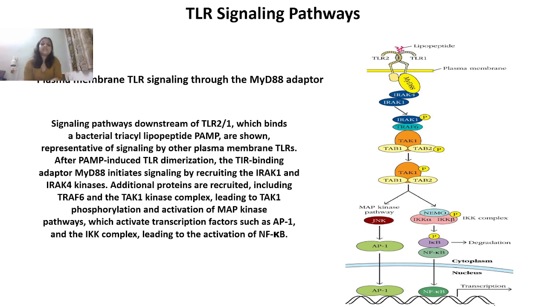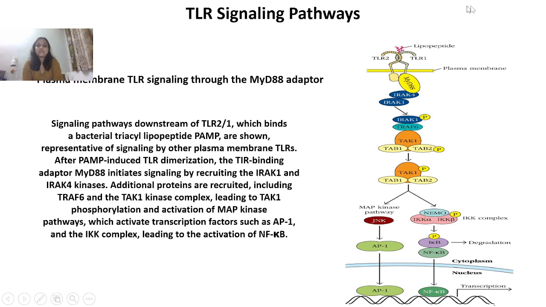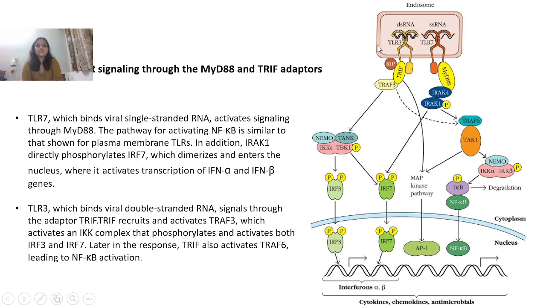So this signaling is through the MyD88 adapter. Apart from this, as I already told, another adapter is the TRIF adapter. Here we can see TLR7. TLR7 recognizes single-stranded RNA which is present in virus, and TLR3 recognizes double-stranded RNA which is also present in virus. So they activate this TLR signaling. This is in the case of endosomal TLRs. Here I am showing the plasma membrane one, which can directly sense the pathogens, but the endosomal one will only sense the endocytosed pathogens.